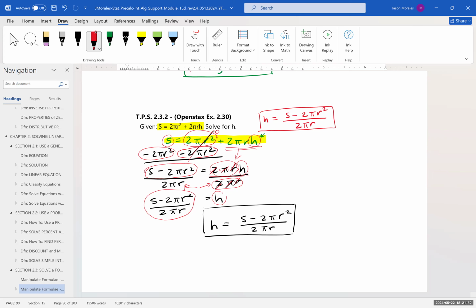Now that we've got h by itself, we just want to rewrite it so our unknown is on the left and all of our knowns are on the right. And so that's this answer here that I've got circled.